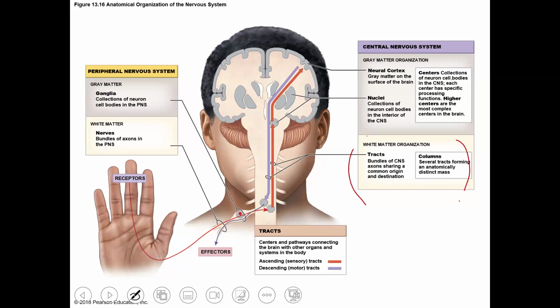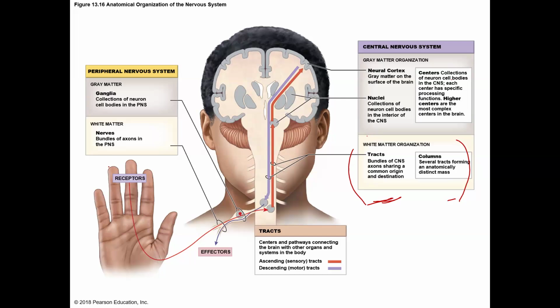Then our white matter organization here, we're going to call them tracts or columns. These are bundles of central nervous system axons sharing a common origin and destination. The columns are several tracts forming an anatomically distinct mass. Tracts are the centers and pathways, this information superhighway of our spinal cord up into our brain, connecting the brain with other organs and systems in the body. You can see some examples over here of ascending or sensory tracts and some descending tracts.